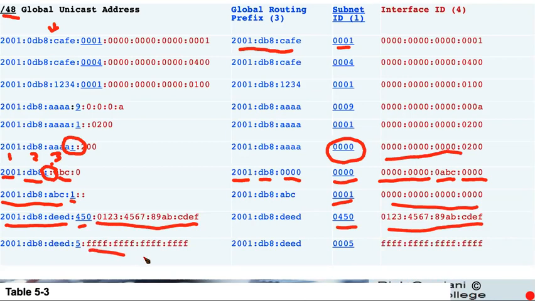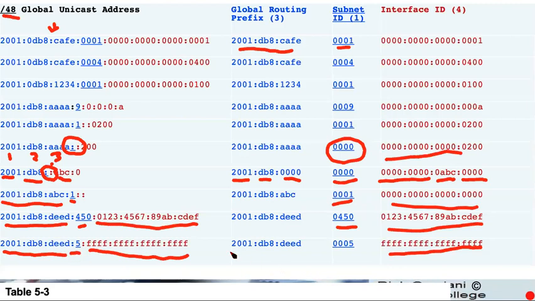Yes, you can even use the all ones address. This is not a broadcast. Remember, there's no broadcast in IPv6, but that can actually be assigned to a device if we need it. With 18 quintillion addresses per subnet, we really don't need it, do we?